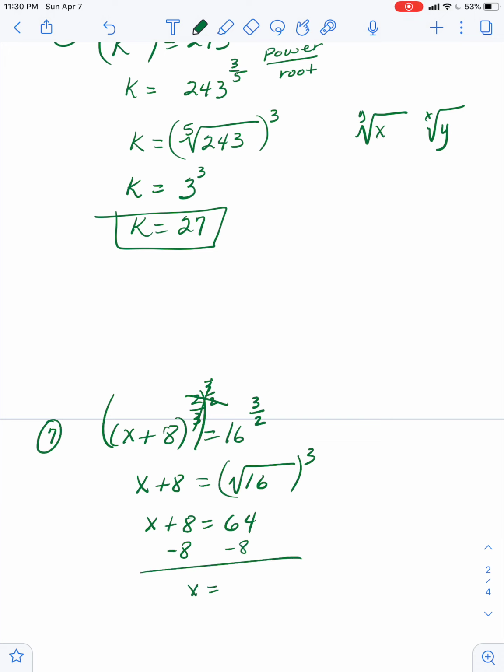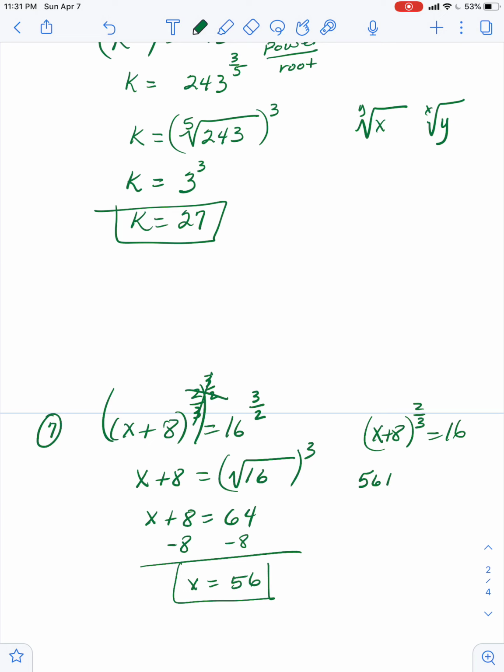So x equals 56. Okay. Now, while we're doing this, I should also tell you we can always check these guys. So back to the original problem. This is what it looked like. Okay, because that is what we use. We go back to the original, not the one we were solving.